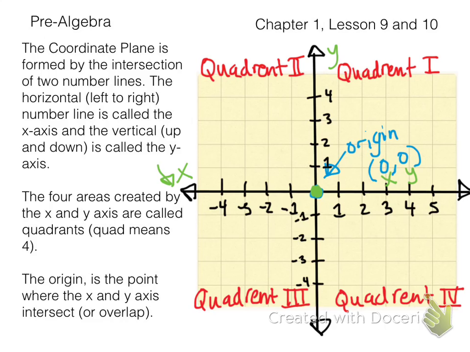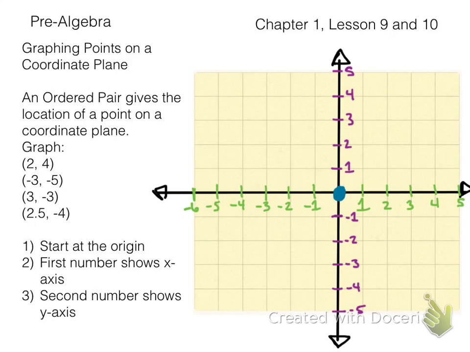So let's go ahead and talk about graphing real quick. Graphing we do on a coordinate plane, and it means we're going to find certain points on the coordinate plane. It's like finding a location. Whenever we have to graph something, we usually graph ordered pairs. In ordered pairs, the first number is always what the x-axis will be like, and the second number is what the y-axis will look like.